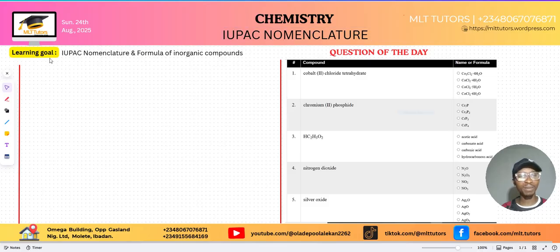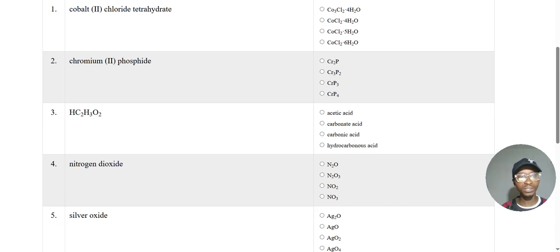Without wasting much time, let's quickly dive into details. Today's learning goal is IUPAC nomenclature and formula of inorganic compounds. Alright, learners, let's try some questions on this. We have 5 questions to try. Question 1, we have cobalt 2 chloride tetrahydrate, and here are the options for the formula of that compound.